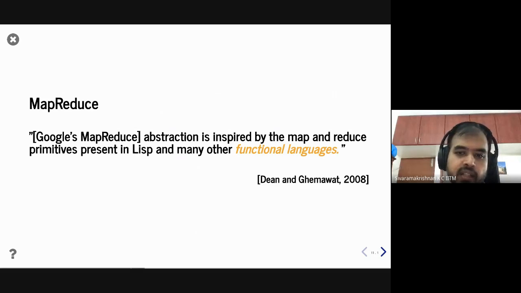So in that article, Sanjay and Jeff say that Google's MapReduce abstraction is inspired by the map and reduce primitives present in Lisp and many other functional programming languages. So they got their inspiration from functional programming. Actually, the idea is quite simple. They made a lot of systems level innovations, but the core ideas about map and reduce are what drove the big data revolution.